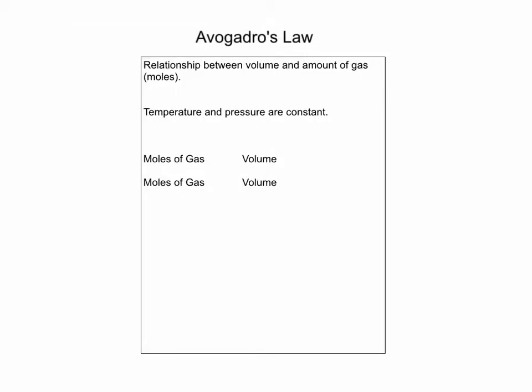So as the moles of gas increase, so does the volume of the gas, and if the moles of gas decrease, so does the volume of the gas. This again is an example of a direct relationship.